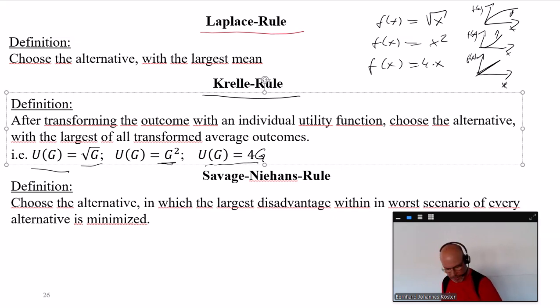Yeah, and the last one is Savage-Niehans. Choose the alternative in which the largest disadvantage within the worst scenario for every alternative is minimized. So this is then somehow a concept relying on opportunity costs. Do you remember what opportunity costs is? Or the concept of opportunity cost?